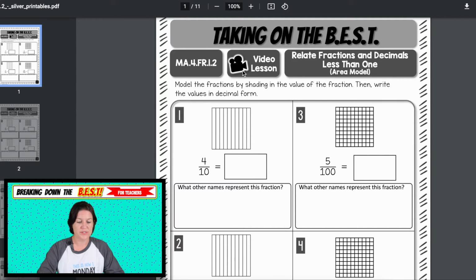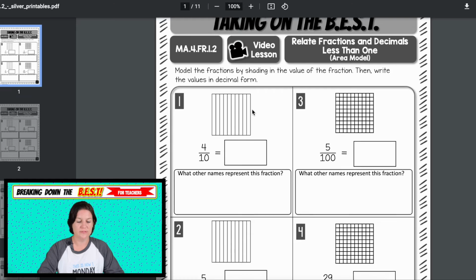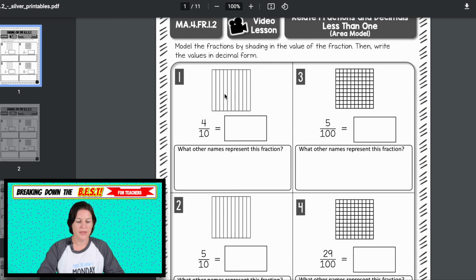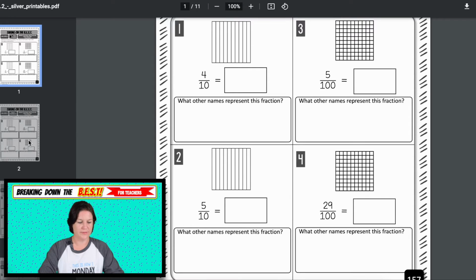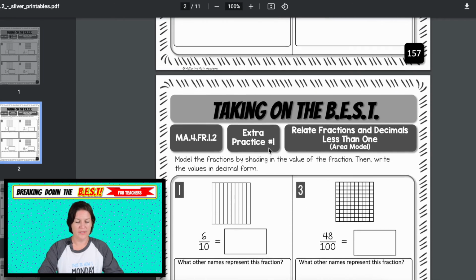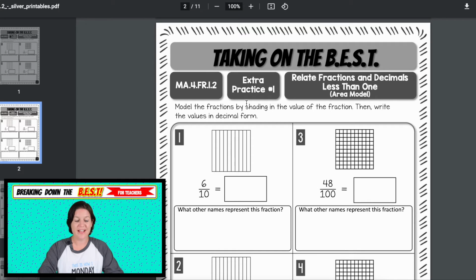So in silver resources, you have the video lesson that we'll walk through together. And this one will model by shading in the value of the fraction. Then we'll write it in decimal form and write other ways to represent the fraction too. So it might be writing out the word form of 4/10. It might be writing the numeral word form where we have the number 4 plus the word tenths, and so on. Then with the silver plan, you have extra practice.